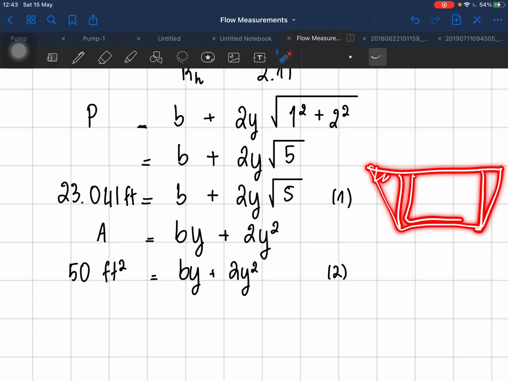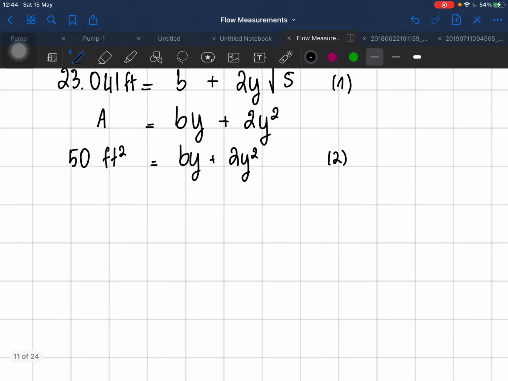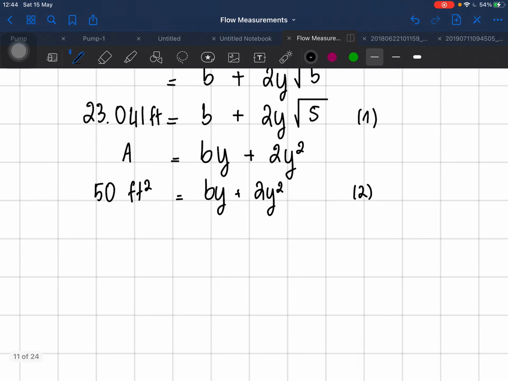So this is a rectangular one, right? So it's b and y. And this part here and this part here, we need to add together. So then from the two equations, we're going to solve them. From my experience, you use the calculator to find both dimensions. So let me use the solver.